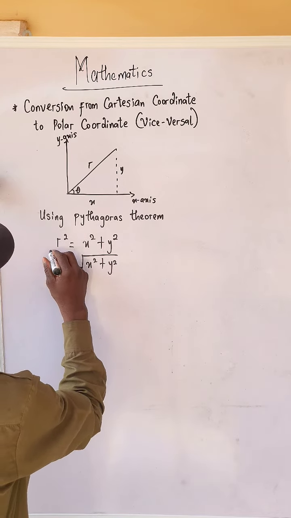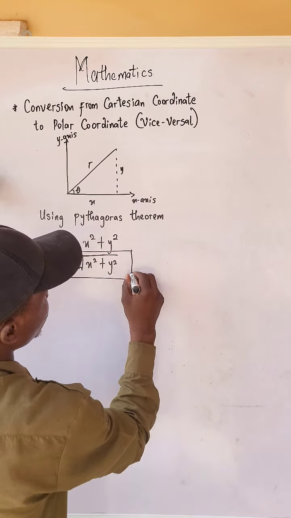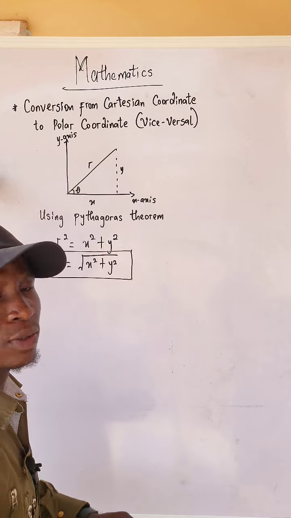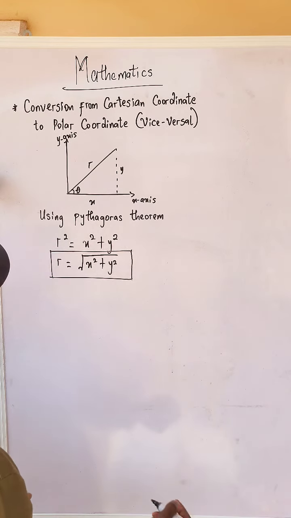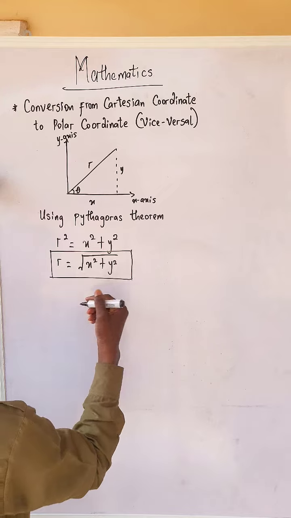Now this is just the formula to get the radius. Sure you get. This is the formula to get the radius. So now let's go for the other one, the x, y, and the angle theta.